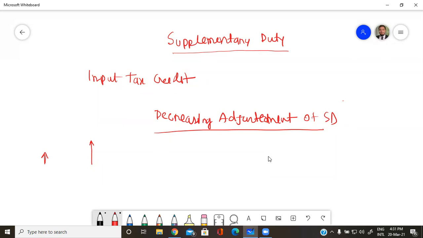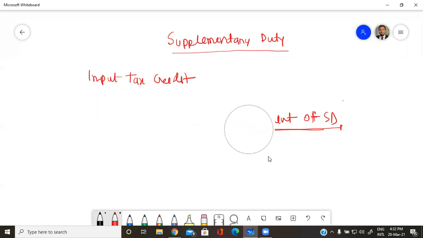There are some conditions in the Customs Act. If you follow those conditions and see that they are available for you, in that case you can reduce the tax liability for the supplementary duty, which is known as decreasing adjustment for supplementary duty. We do not want to see the detail of how it works. The idea is that we want to reduce the tax liability with respect to supplementary duty. And how is supplementary duty collected? In the case of the import stage, who is collecting the customs duty?